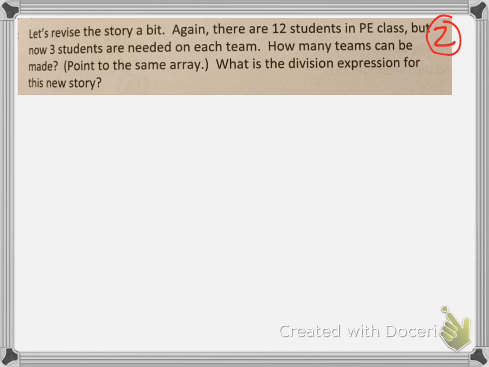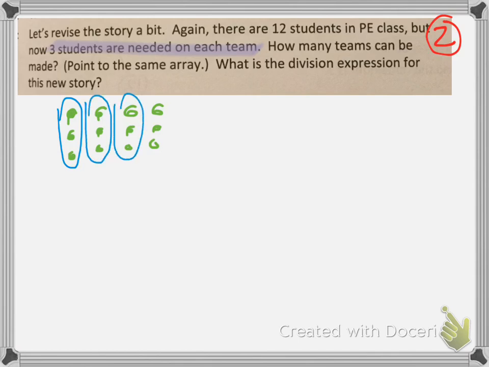All right, let's revise our story a bit. Again, there's 12 students in PE class, but now 3 students are on each team. So let's draw our 12 students again. 1, 2, 3, 4, 5, 6, 7, 8, 9, 10, 11, 12. There's our 12 students. 3 students on each team. Well, there's team 1. There's 3 students. Here's team 2, team 3, and team 4.